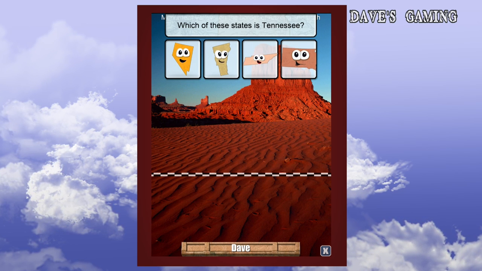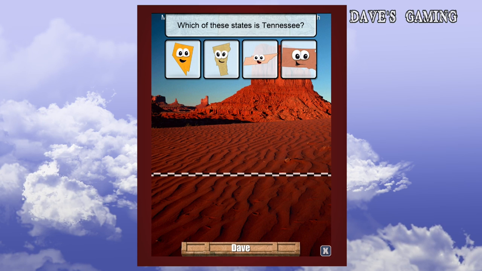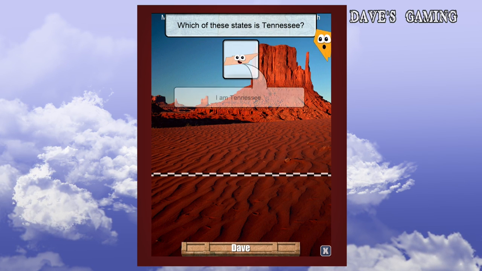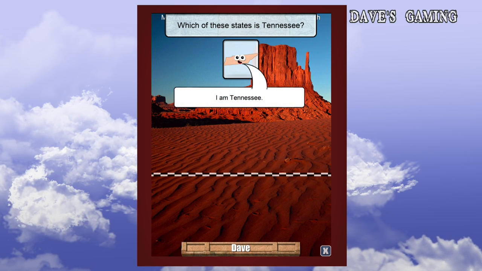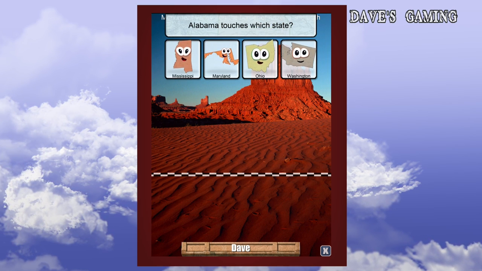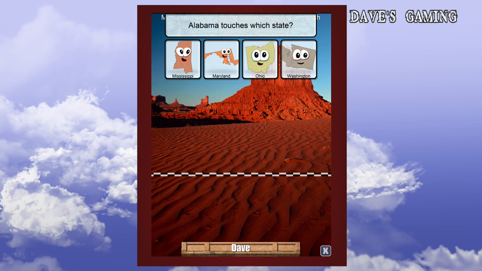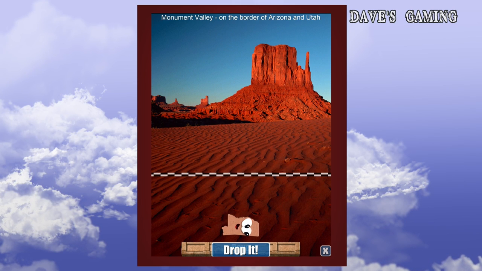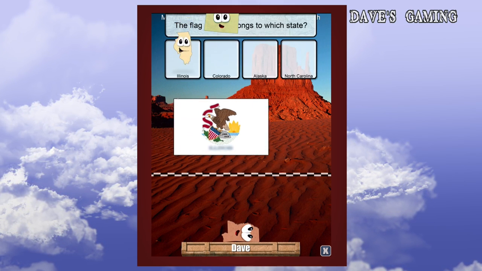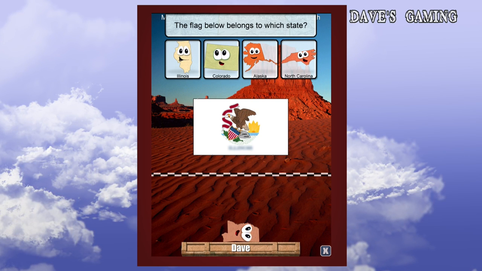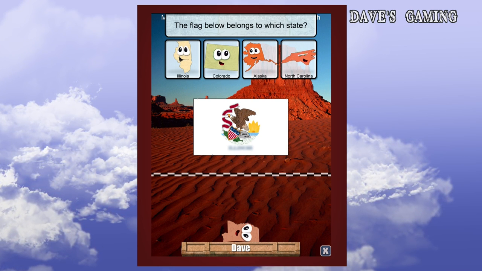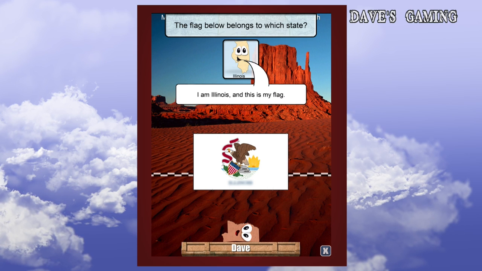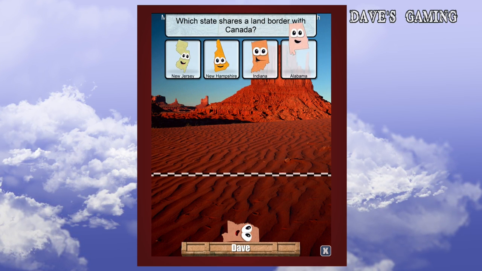Which of these states is Tennessee? How the hell am I supposed to know? On the left side? Of course, that was California. I'm Tennessee. Alright, a little state. I'm doing very bad. Alabama touches which state? Mississippi, I would say. Yes. Alright. The flag below belongs to which state? Oh, come on. I don't know. Alaska, maybe? Colorado. Illinois.